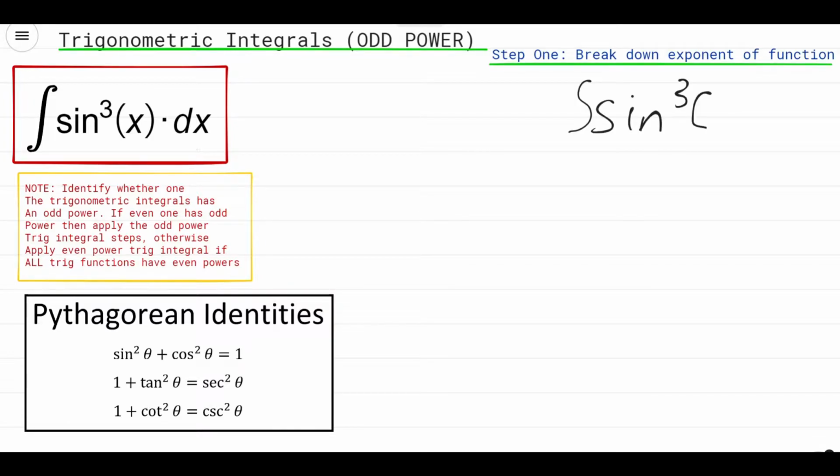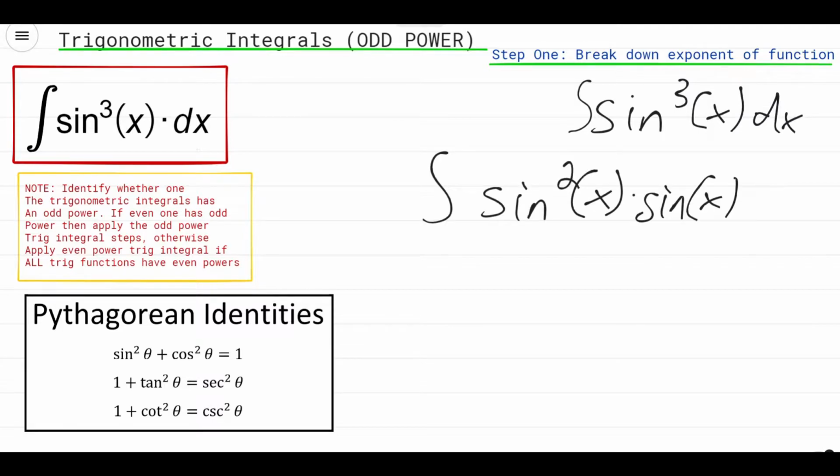So we have sine cubed x times dx, and when we break this down, we get sine squared x times sine x times dx. So basically when we break it down, what do I mean? I mean have the highest possible even power times 1. Notice how I did not break it down into sine of x times sine of x times sine of x. I want to make sure I have one even power. Why? The highest even power possible, so I can apply the Pythagorean identity.